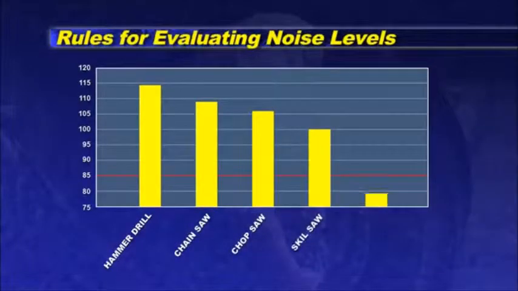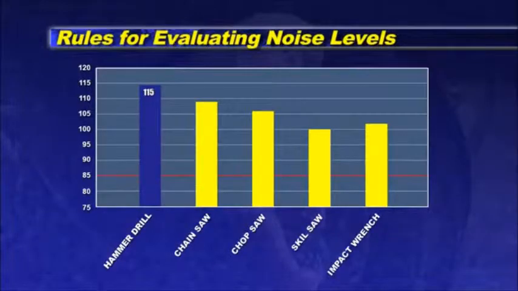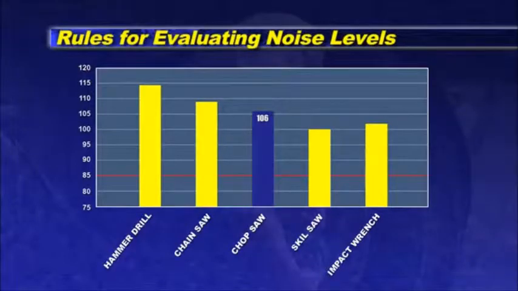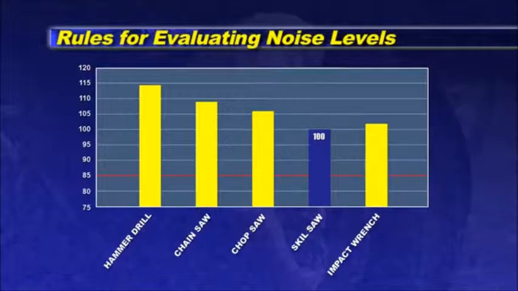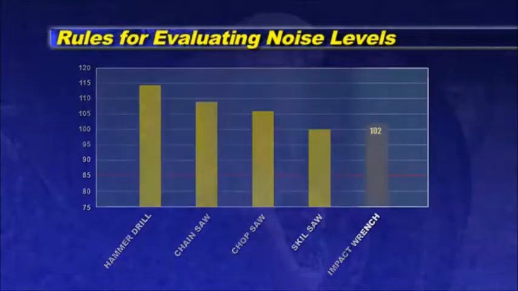the time-weighted average. For example, a hammer drill is almost 115 decibels, while a chainsaw is around 110. A chop saw produces around 106 decibels, and a skill saw tops out at 100 decibels. Since the impact wrench is well above the 85 decibel minimum with about 102 decibels, hearing protection is a must when using this tool. There are two general rules when evaluating noise levels in the workplace.